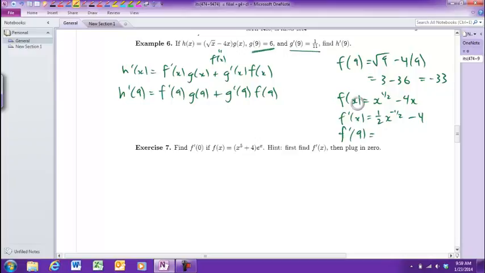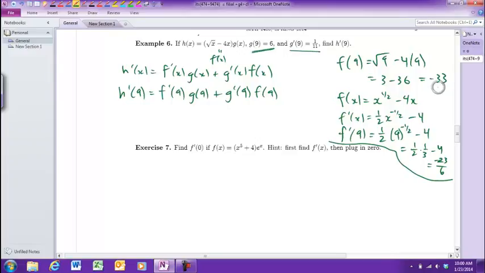And now, once I've taken the derivative, I can plug in 9 to get 1/2 times 9 to the negative 1/2 power minus 4. 9 to the negative 1/2 power, that's the same thing as 1/3. So this is 1/2 times 1/3 minus 4. That simplifies down to 1/6 minus 4, which is the same thing as 1/6 minus 24/6, so this is negative 23 divided by 6.